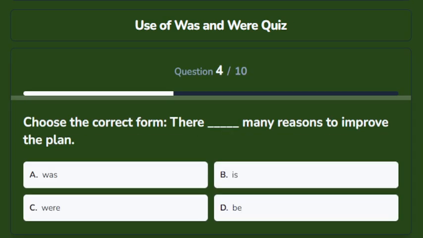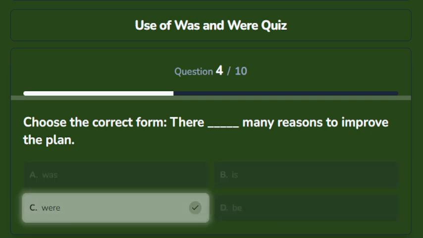Question number 4. Choose the correct form. There blank many reasons to improve the plan. Options are A was, B is, C were, D be. The correct answer is were.